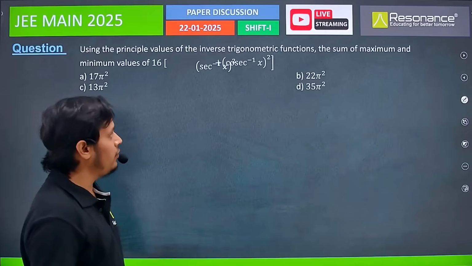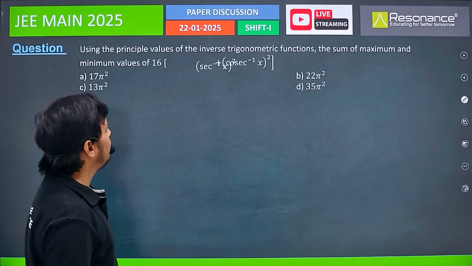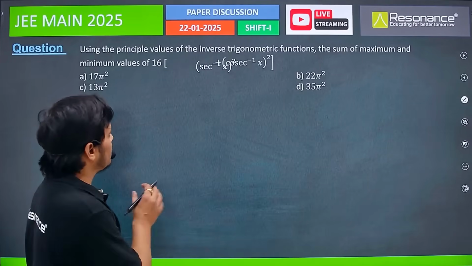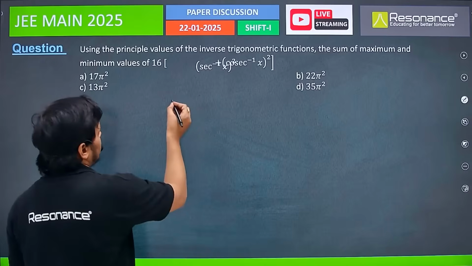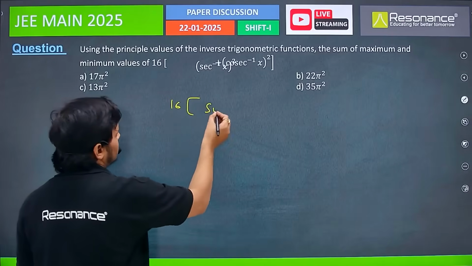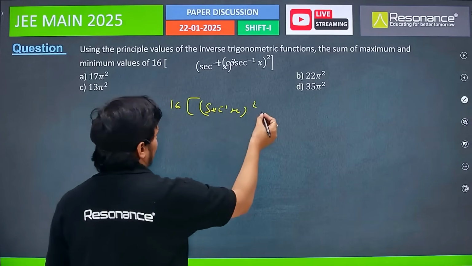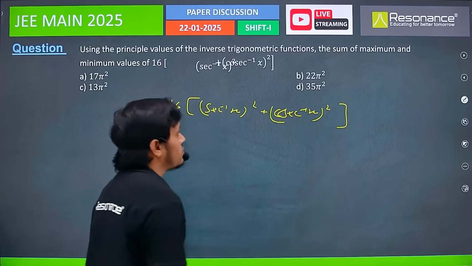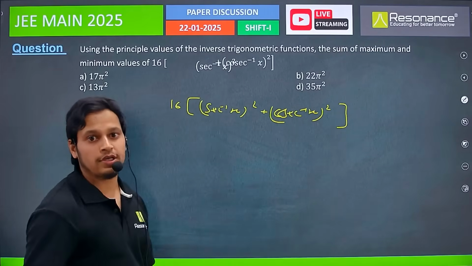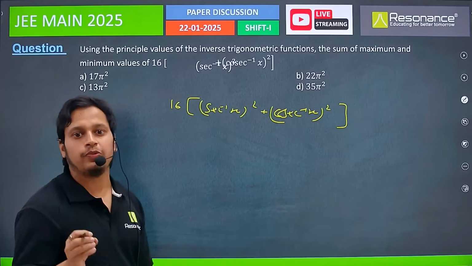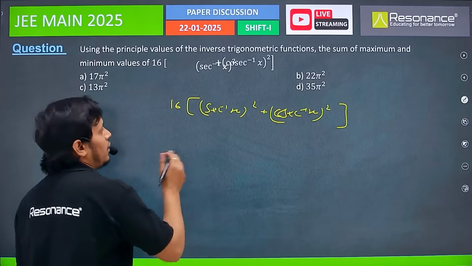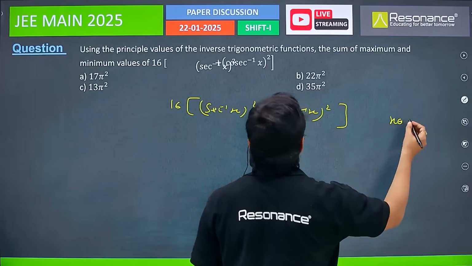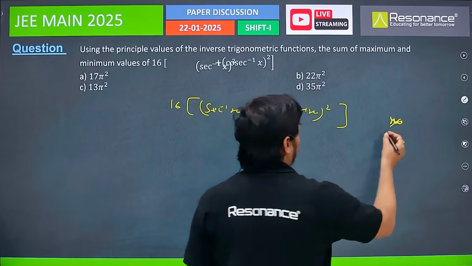Next, we can compare m and n. Using the principal values of the inverse trigonometric function, the sum of maximum and minimum value of this complete value. By the way, exactly this question is 16 times of sec inverse x whole square plus cosec inverse x whole square. The same kind of question you will see in the lecture notes of Resonance, but that was sin inverse x whole square plus cos inverse x whole square. Okay, the interval is also given, but that is not written here. Sorry, it is not given.